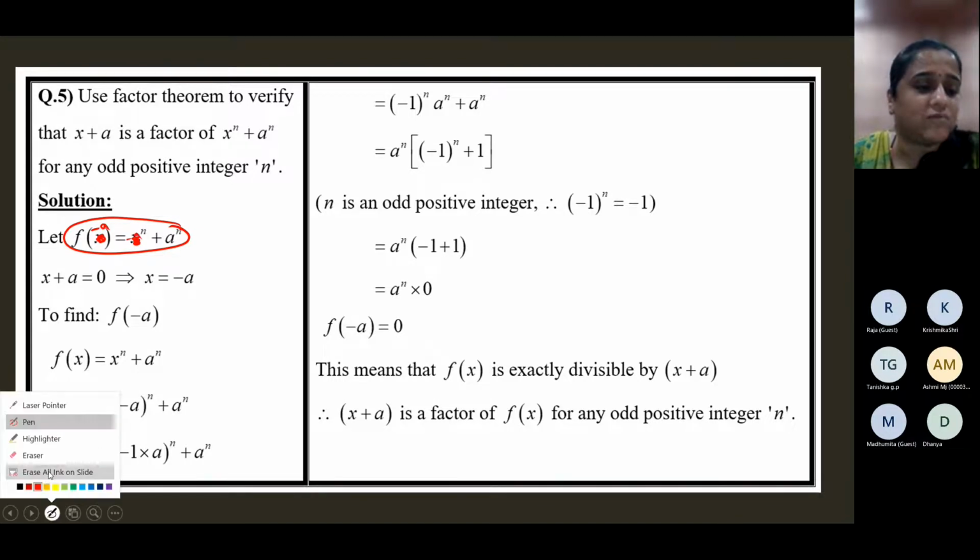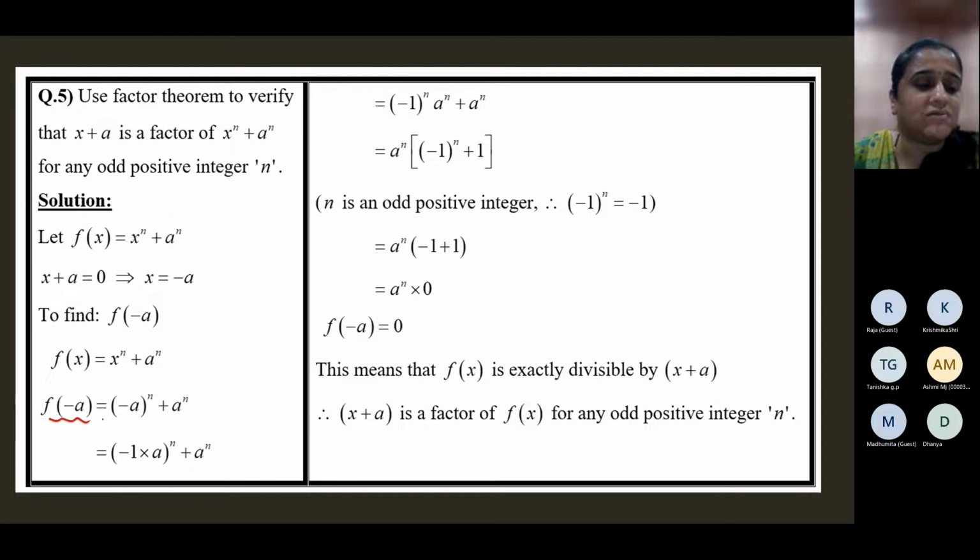So that is what is f of minus a. So f of minus a is equal to, see here for this x, you should say minus a to the power n plus a to the power n. A is a only. Only for x you must say minus a. A cannot be written as minus a. Where there is x, use minus a.